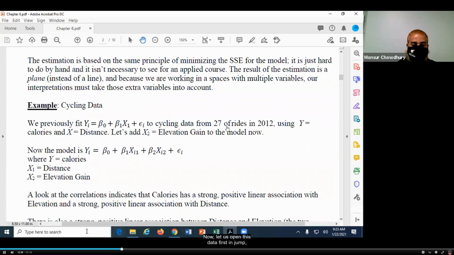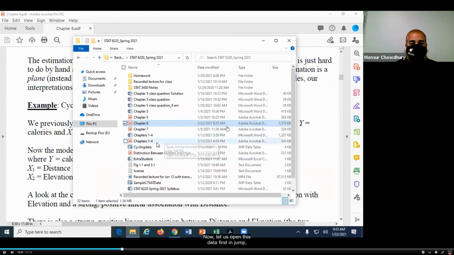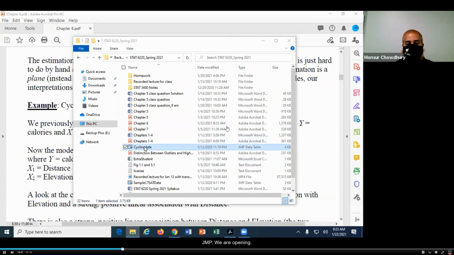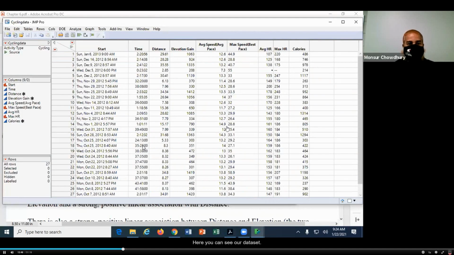Now let's open this data first in JMP. So we are opening. So here you can see our data set. In this data we have many variables. Our response variable here is calories. Now we had one predictor before, which was distance. Now we are adding one more predictor, which is elevation gain.